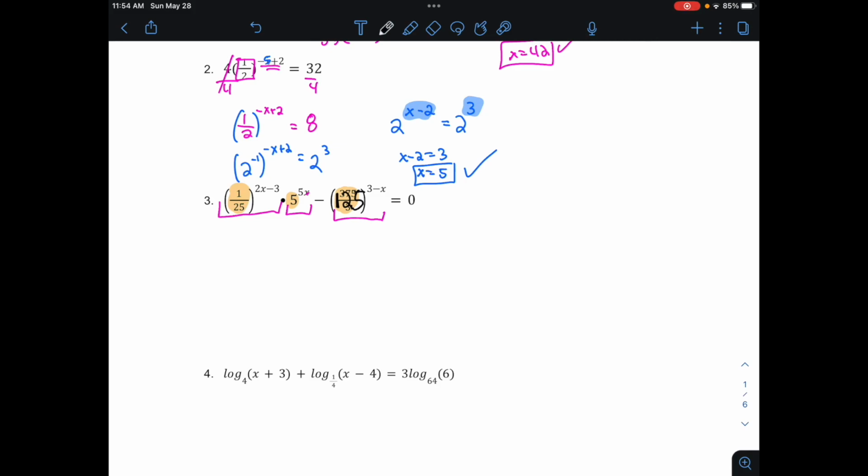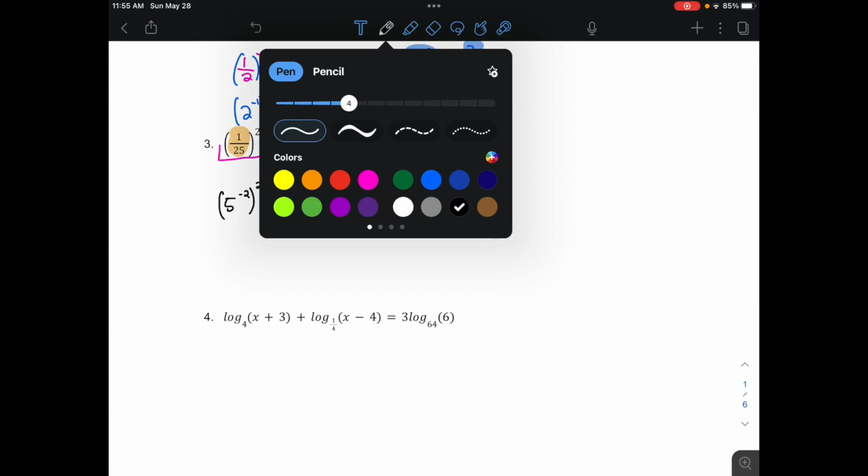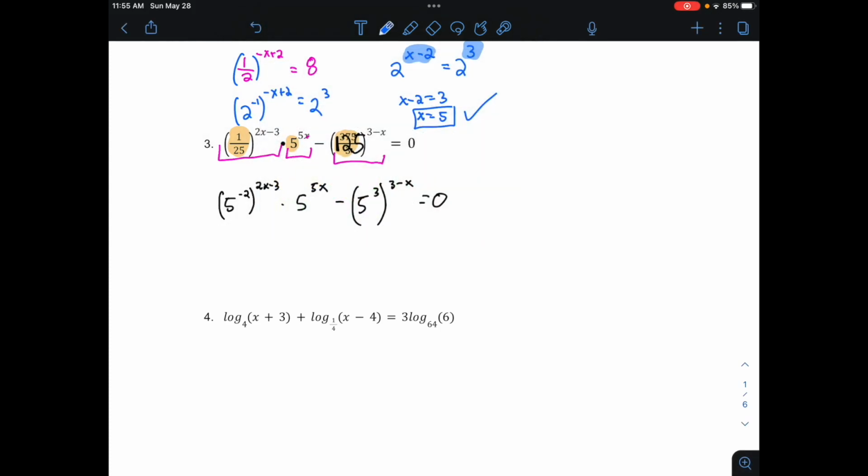So our first one is 5 to the negative 2 to the 2x minus 3. Second one is just 5 to the 1st to the 5x. And the third one is 125, which is 5 cubed, to the 3 minus x, equals 0. I can apply my power property of exponents, so I can end up with 5 to the negative 4x plus 6 times 5 to the 5x minus 5 to the 9 minus 3x equals 0.